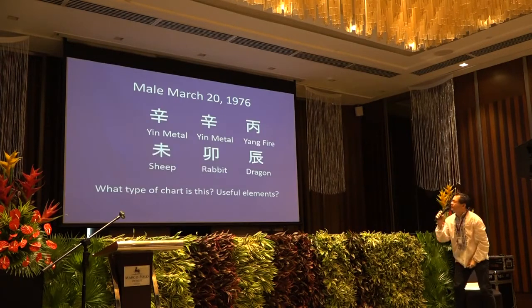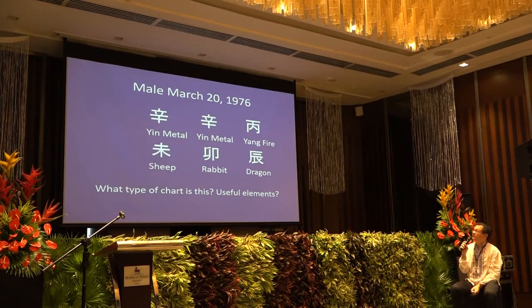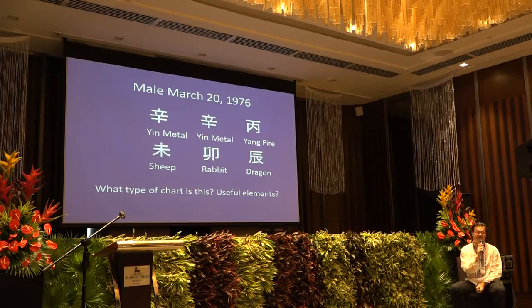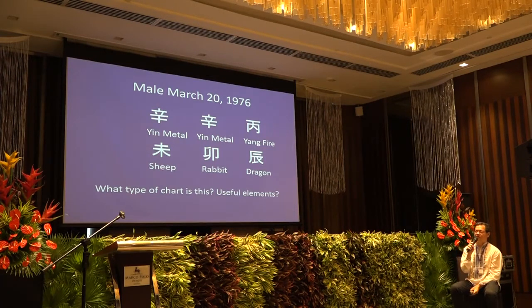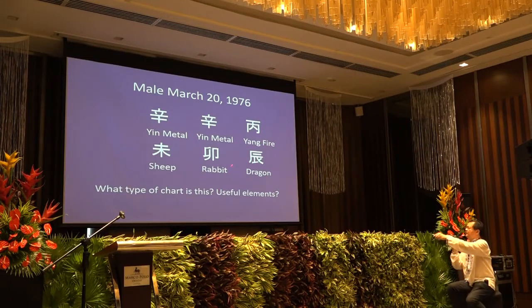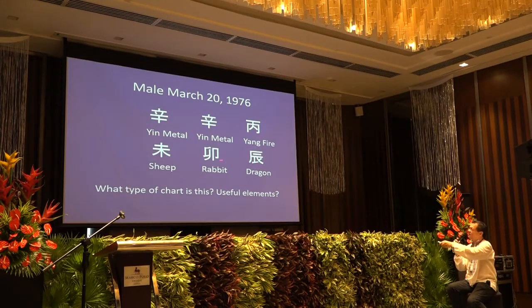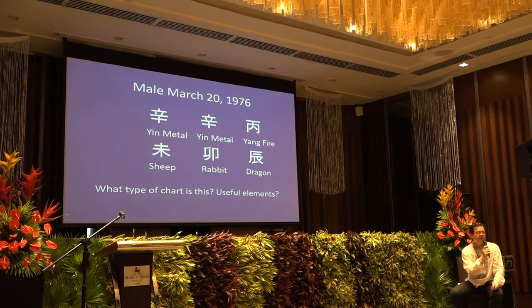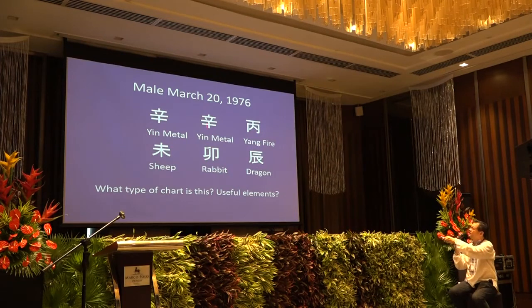Next example. All right, we have a man who was born on March 20th, 1976. So we don't know the time. He's born on a yin metal sheep day, in a yin metal rabbit month, and in a yang fire dragon year. So what type of chart is this and what are the useful elements? So referring to the key again on page 2, I would say there happens to be a combination there between the rabbit and the sheep. So if you look at page 2, I think that's the third line, which is the wood combination. So this man has a wood combination present in his chart between the month and the day.